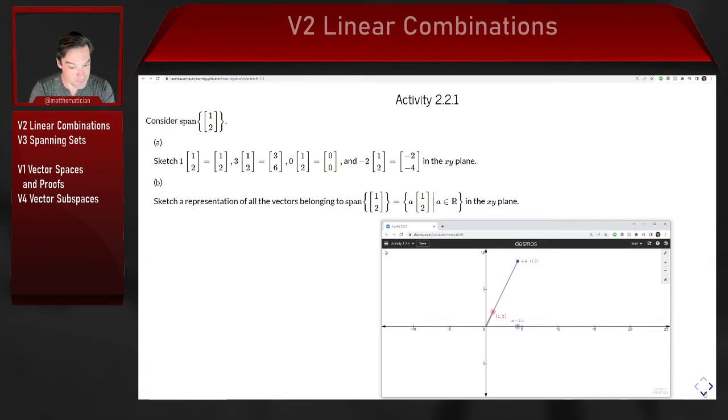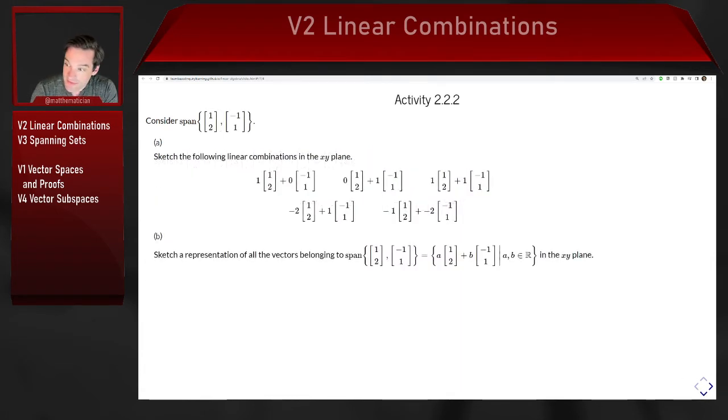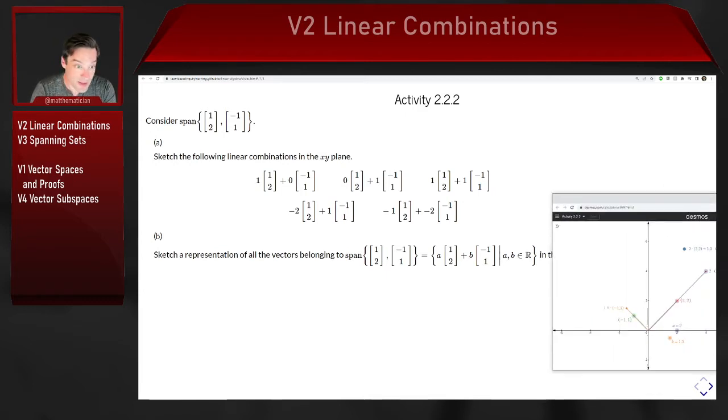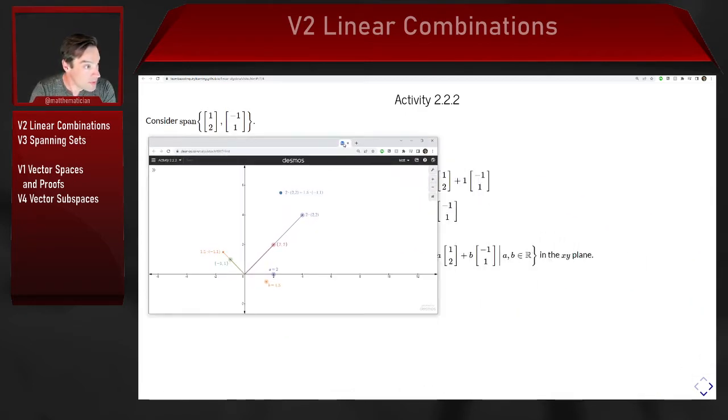And in the next activity, we up the ante just a little bit by getting two vectors in the plane instead of one. So 1, 2, and -1, 1. And ask, what does the span of those two vectors look like?